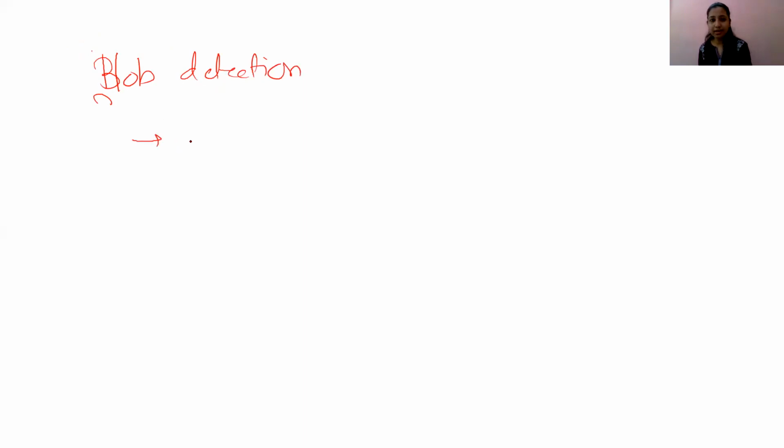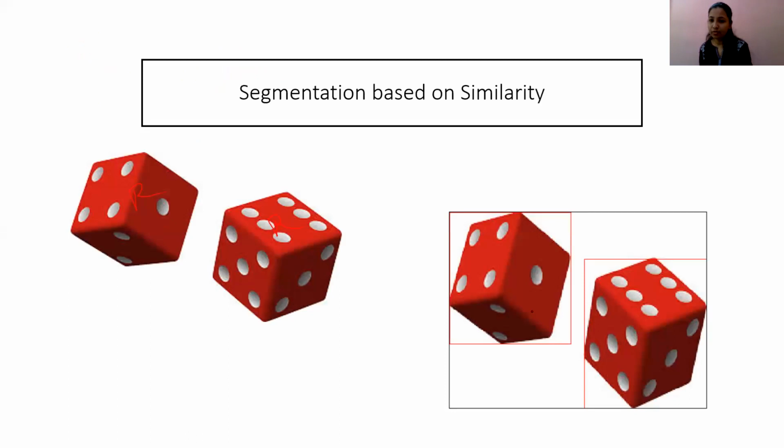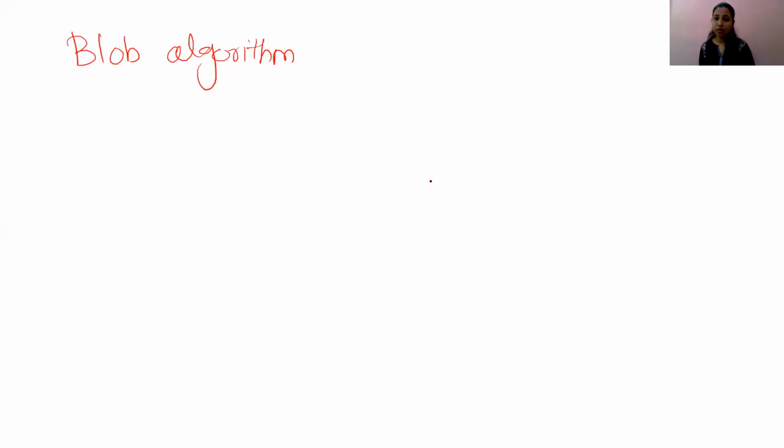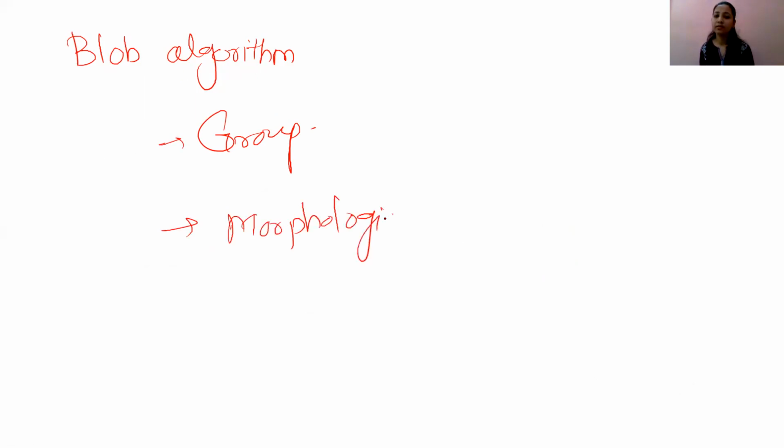Blob algorithm, or they say blob detection. At the end it will give you this rectangular pixel. But before going for this rectangular pixel, what it will do, it will group it. And after grouping, after doing some technical things, it will go for morphological operation.